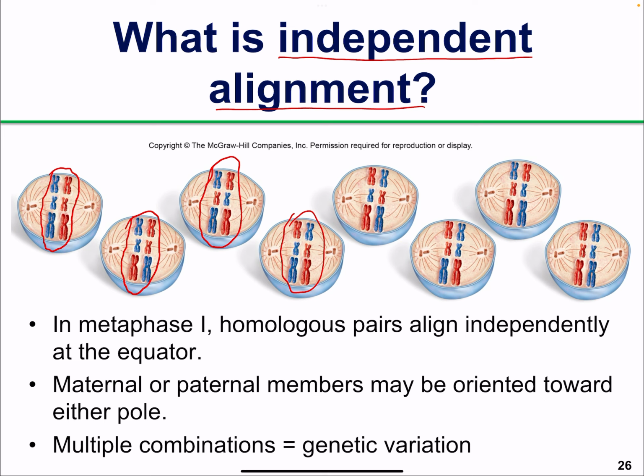In addition to that, you have crossing overs, so there are never two gametes that are the same. It's not possible. There are never two gametes that are the same, right? Whether you are talking sperm cells or egg cells, they are never the same. So the independent alignment of pairs of chromosomes during metaphase 1 and the crossing overs occurring during prophase 1 are responsible for the diversity that we see in the population.